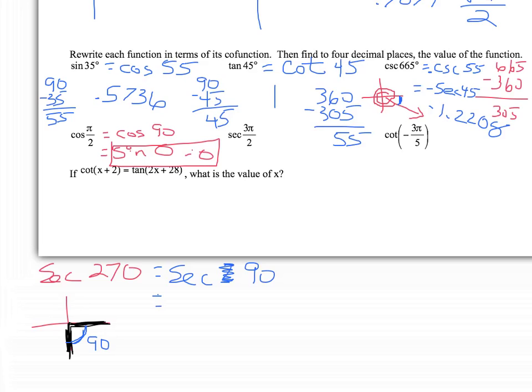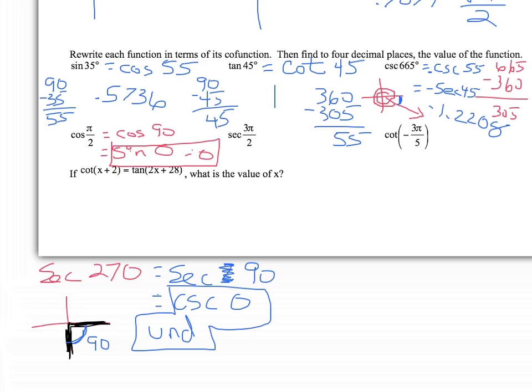So I go to cofunctions. The cofunction of secant is cosecant. 90 plus 0 will give me 90 degrees. No matter which one I type in, I end up getting an undefined. So my final answer is cosecant 0 with a value of undefined.